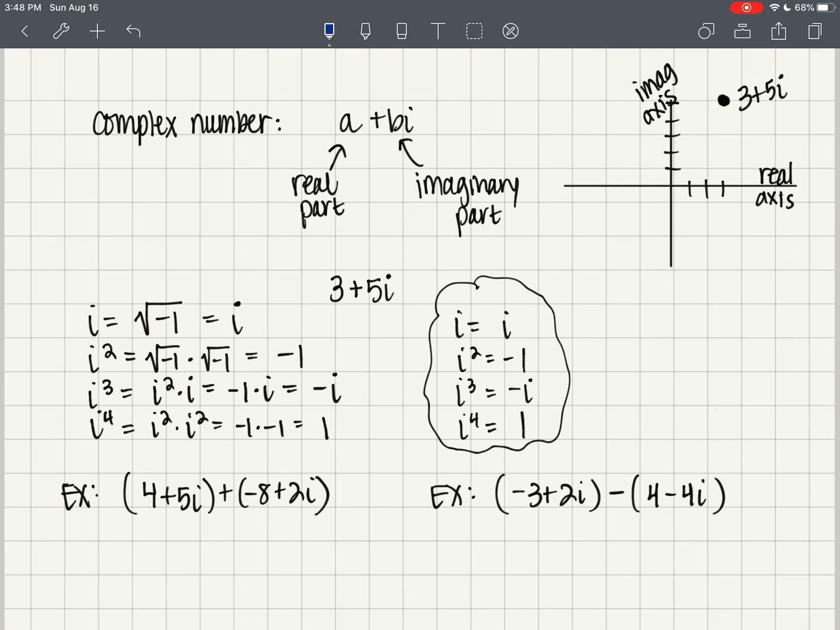Now, what is i? i is the square root of negative 1. And we're just going to call that i. So whenever I see a square root of negative 1, I can replace it with i. i squared is the square root of negative 1 times the square root of negative 1, which is negative 1.